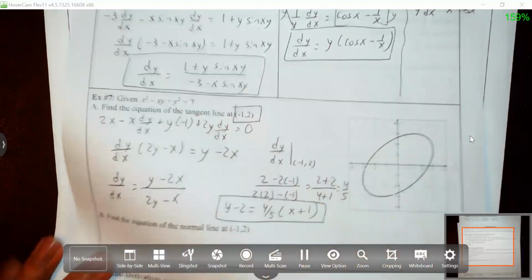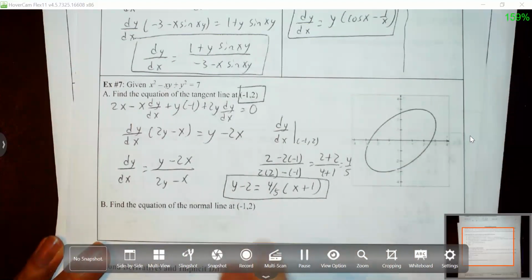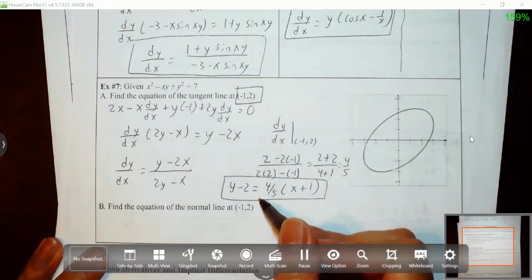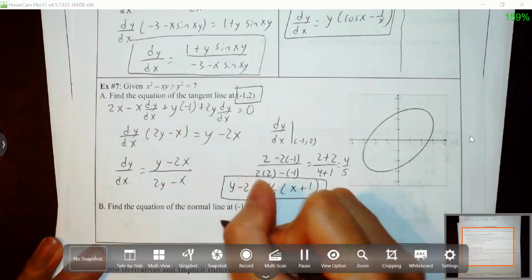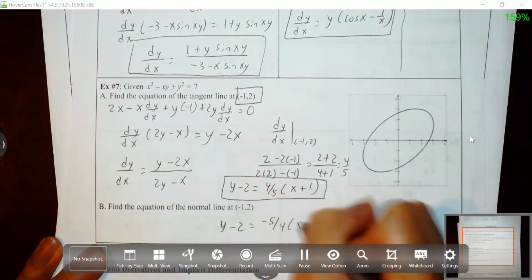And then remember, the normal line is really easy. The normal line is just always going to be the opposite reciprocal of the tangent line slope. So this is going to be y minus 2 is equal to negative 5/4 times x plus 1.